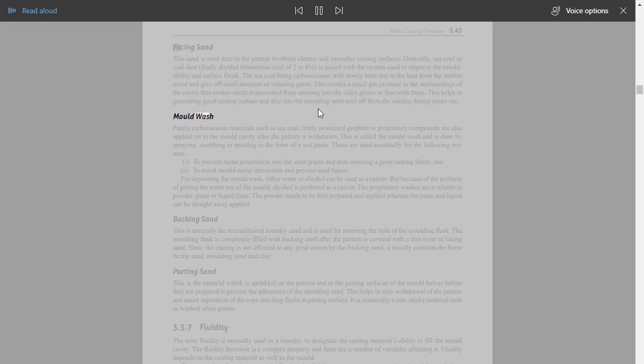Mold wash. Purely carbonaceous materials such as sea coal, finely powdered graphite, or proprietary compounds are also applied onto the mold cavity after the pattern is withdrawn. This is called the mold wash and is done by spraying, swabbing, or painting in the form of a wet paste. These are used essentially for the following reasons: 1, to prevent metal penetration into the sand grains and thus ensure a good casting finish, and 2, to avoid mold-metal interaction and prevent sand fusion.